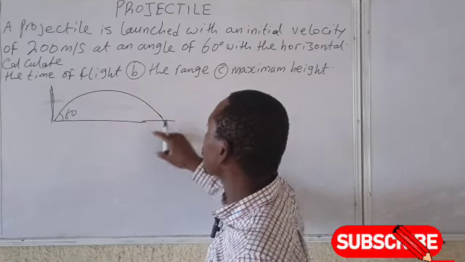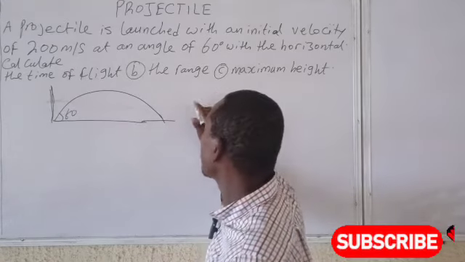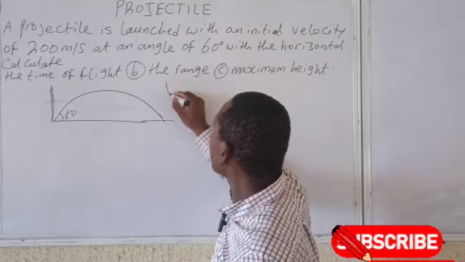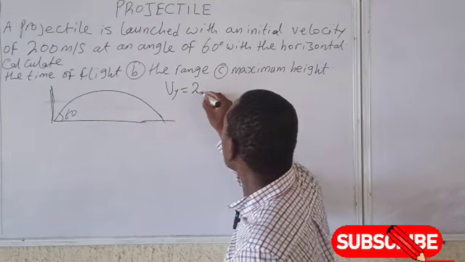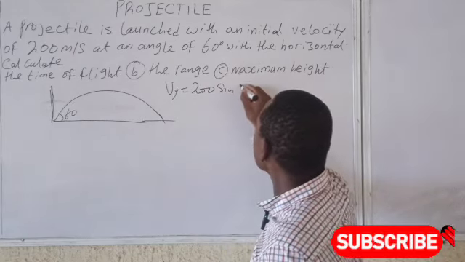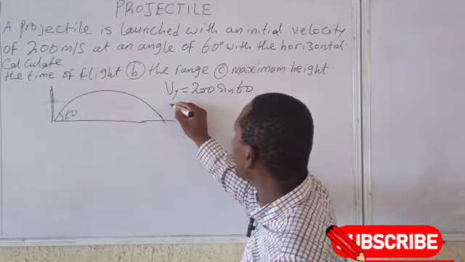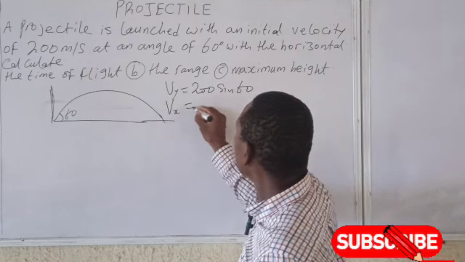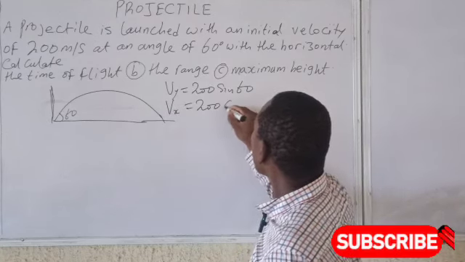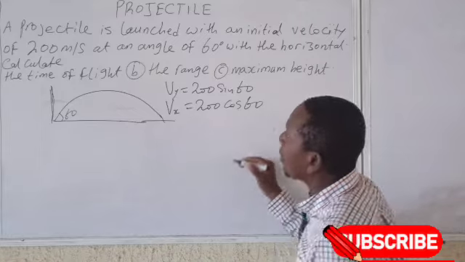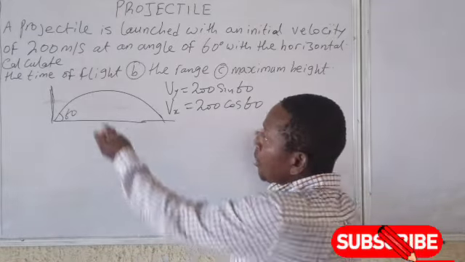The horizontal component is 200 cos 60. Vertical, that's Vy, is equal to 200 sine 60. You can get your answer. Horizontal component Vx is equal to 200 cos 60. All right. Well, we are not asked for that. Let's just calculate the time of flight.